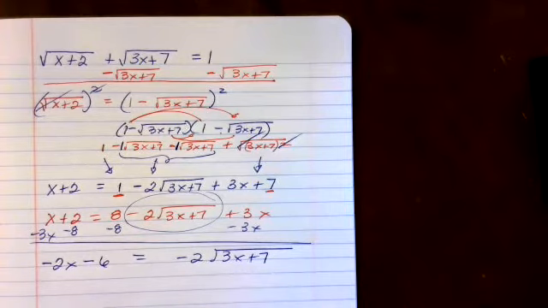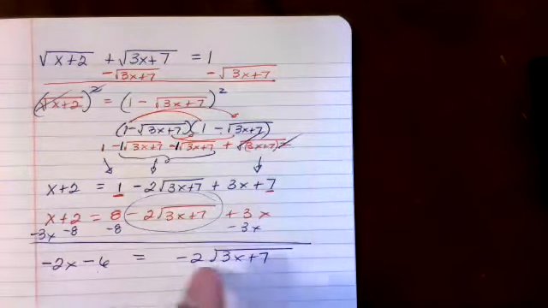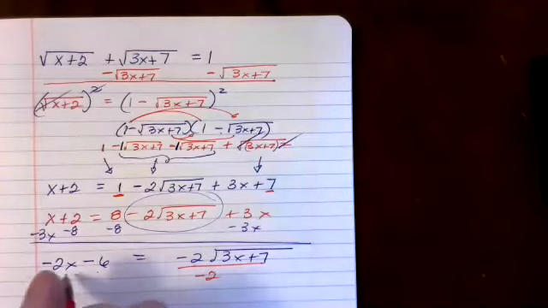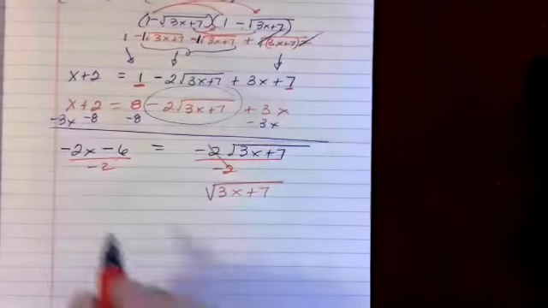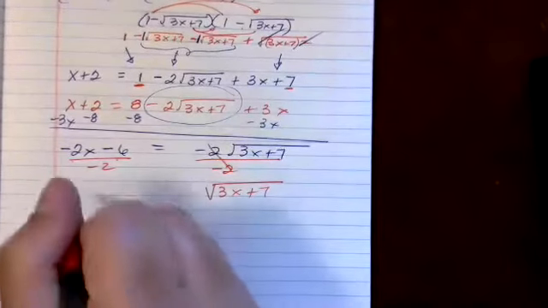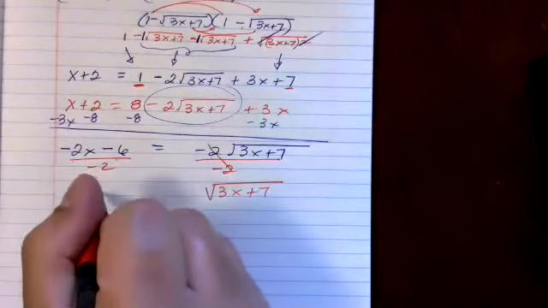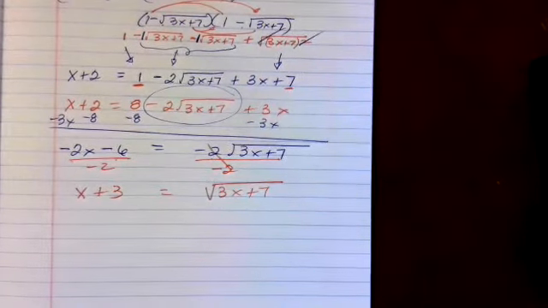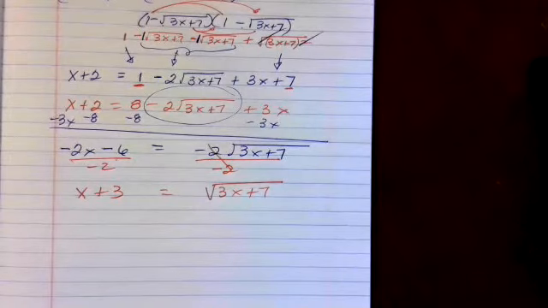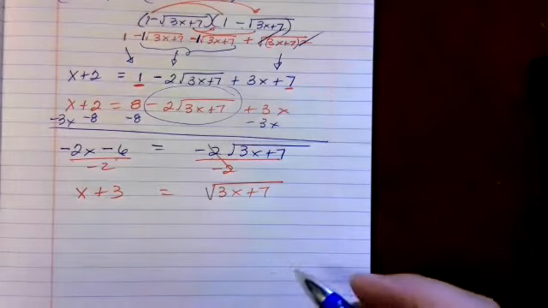At this point, I could do one of two things. I could square both sides of the equation, which would work. But right now, I see they're all divisible by 2. Divide everything by -2. And then that's gone. Makes the problem a little easier. Radical 3x plus 7. -2 divided by -2 is 1. And -6 divided by -2 is +3. Told you it's a long problem. I finally have my second radical isolated.